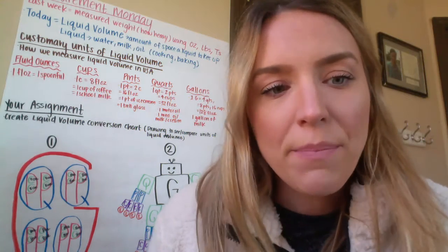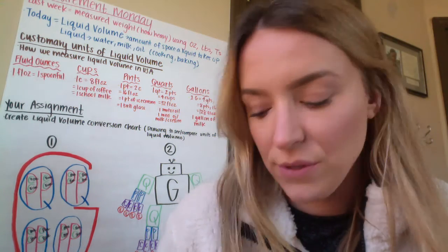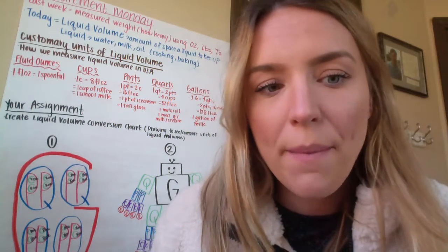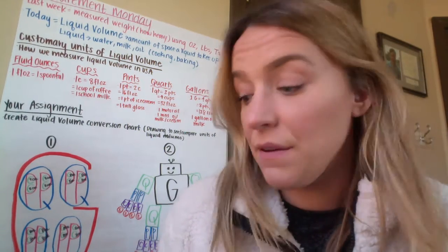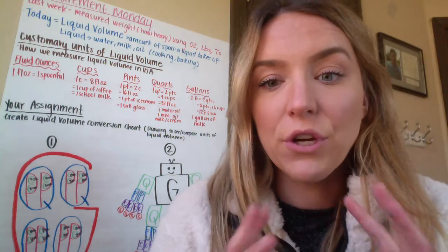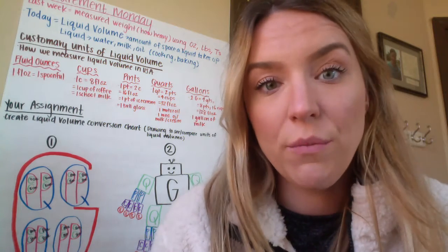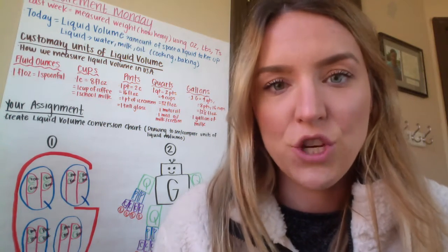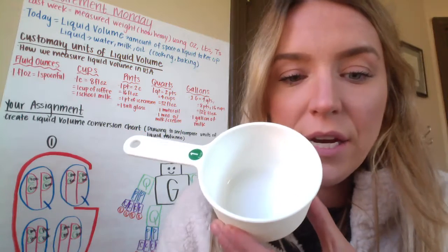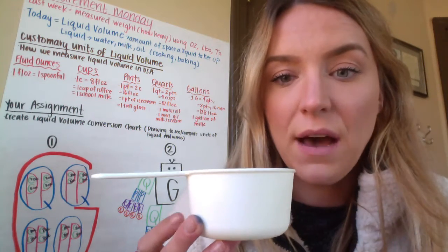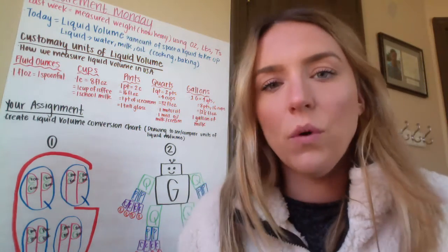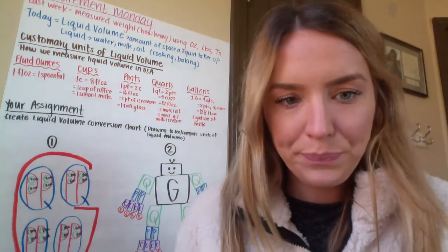A cup is 8 fluid ounces, so 8 of these spoonfuls of liquid, or about the size of a cup of coffee, or the size of your little carton of school milk that we get with our breakfasts and lunches at Skyline. So I have an example of a cup here. So this is about the size of 1 cup. As you can see, it's about the size of a small cup of coffee, or your school milk.